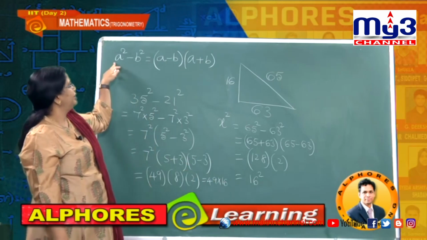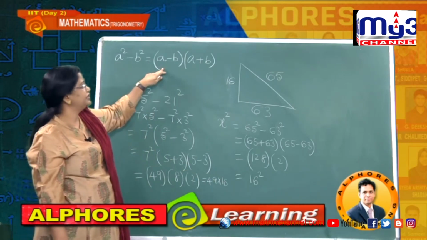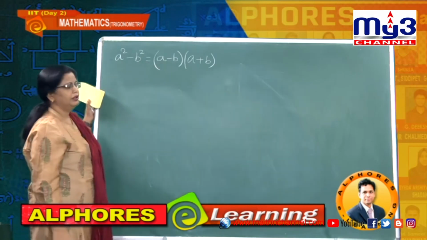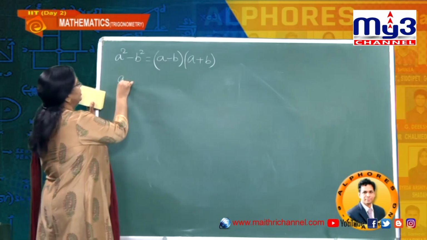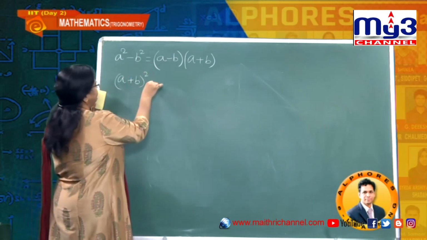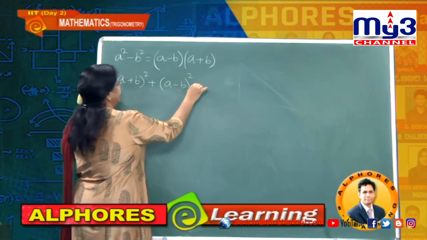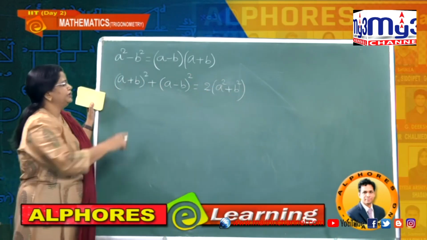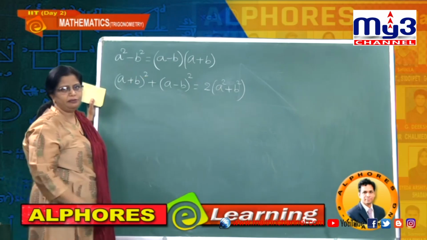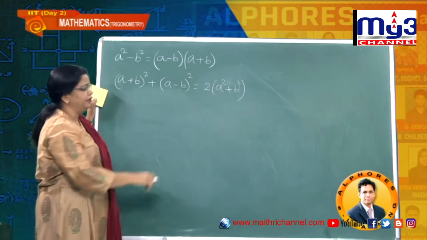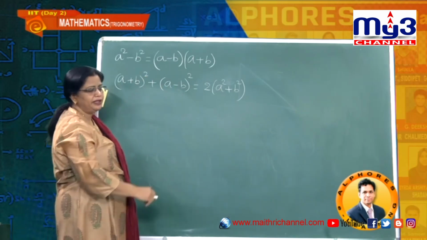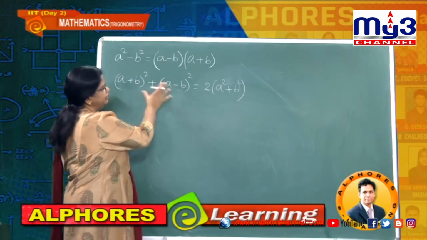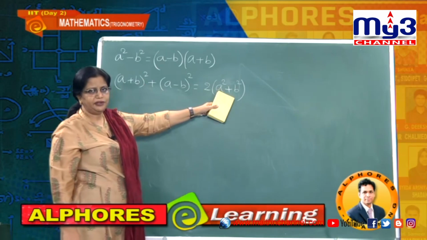So like this you have to make use of the formula a square minus b square is a minus b into a plus b in our further calculations. Now the next formula: a plus b whole square plus a minus b whole square is equal to 2 times of a square plus b square. You know very well a plus b whole square is a square plus b square plus 2ab, and a minus b whole square is a square plus b square minus 2ab. Then plus 2ab and minus 2ab cancel, 2a square terms and 2b square terms are present, so directly you can write it this way.